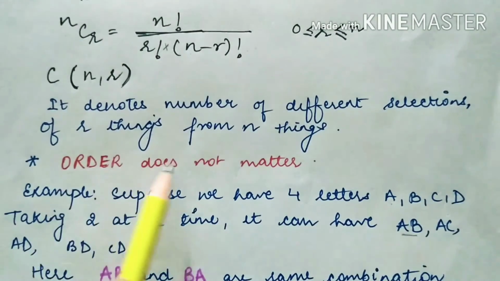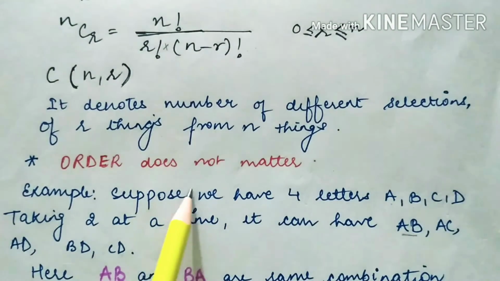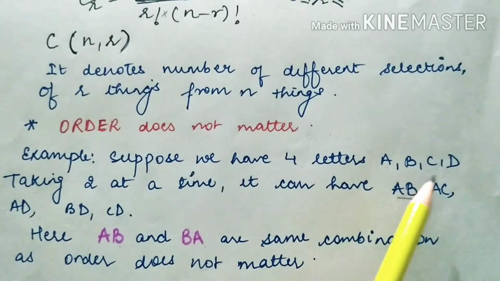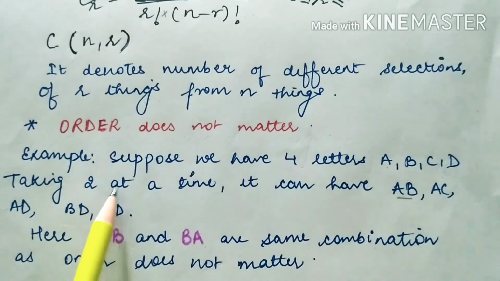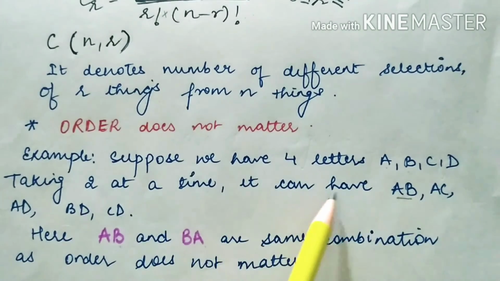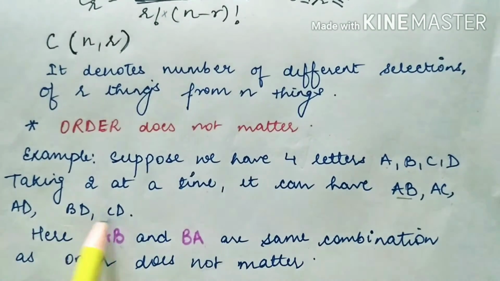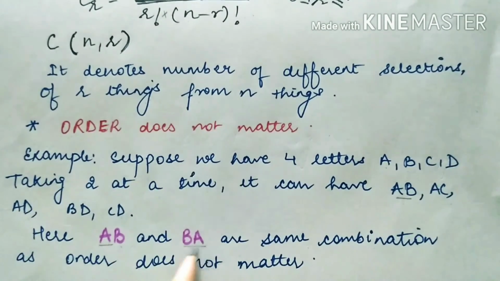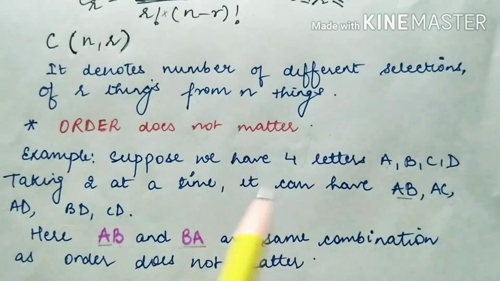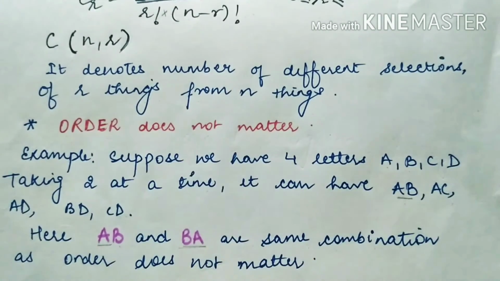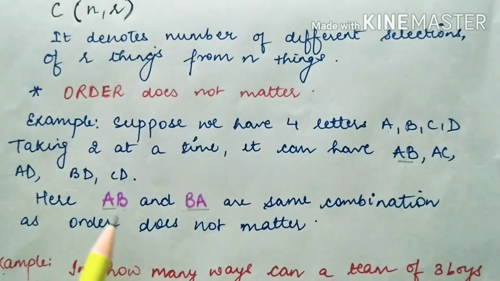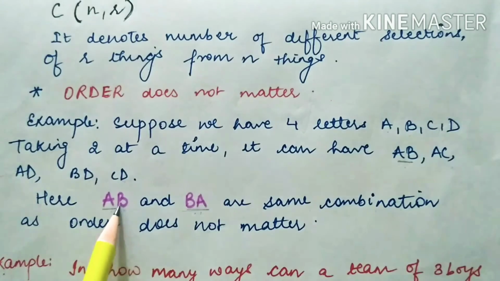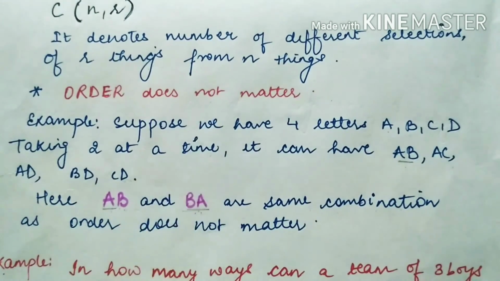Most important is order does not matter. How? Let's see an example. Suppose we have 4 letters A, B, C and D. We have to select 2 at a time. Therefore, it can have AB, AC, AD, BD or CD. In this case, AB and BA are the same combination. It will be counted as 1. It will not be counted as 2. Whereas in permutations, these two are different, but in combinations, these two are the same.